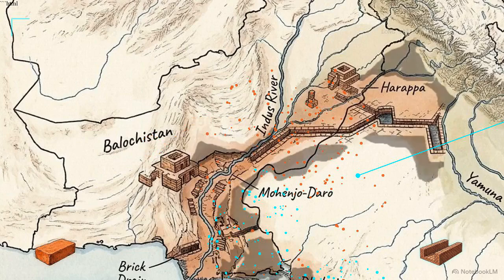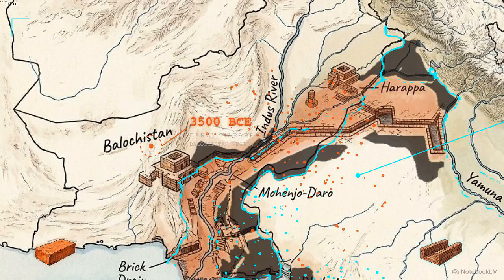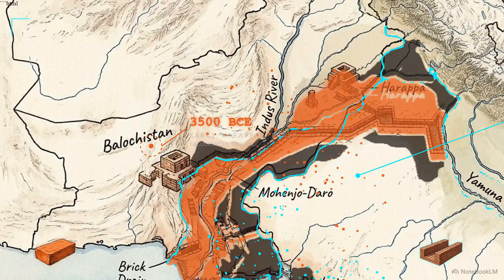This data-driven map plots the extent of the Indus Valley Civilization. Emerging around 3500 BCE, it stretched from Balochistan to the Ganges. At its peak, this footprint covered nearly 1.5 million square kilometers, dwarfing every other Bronze Age society.